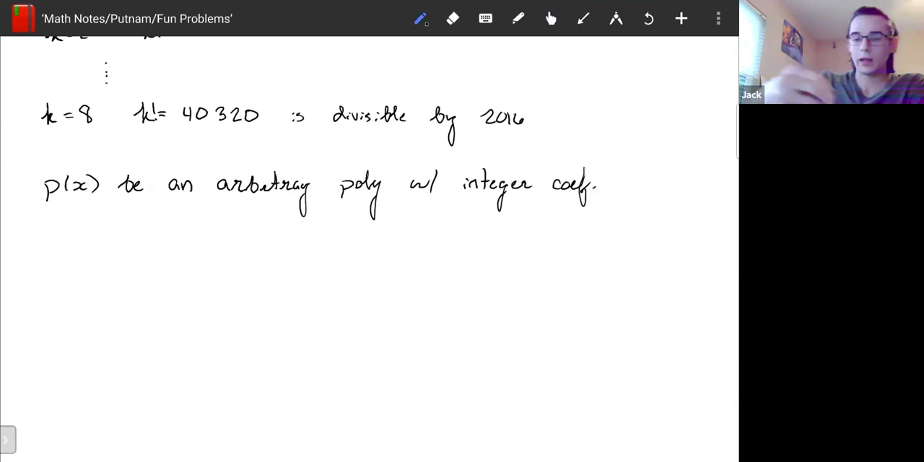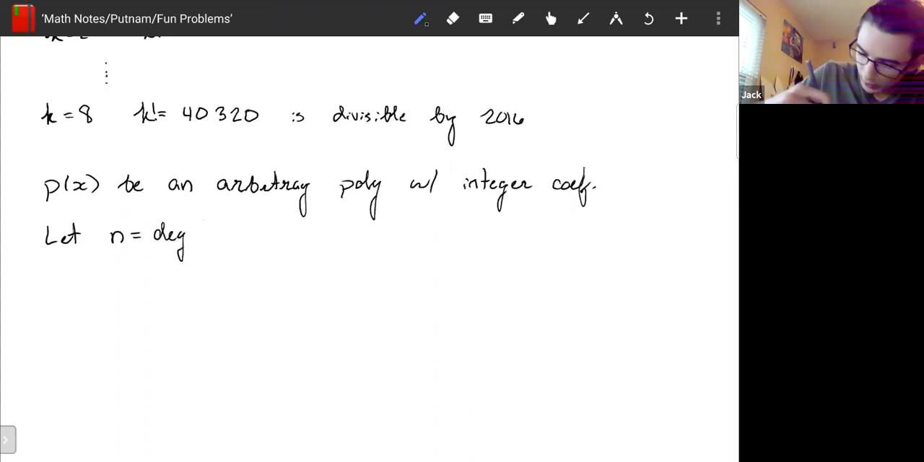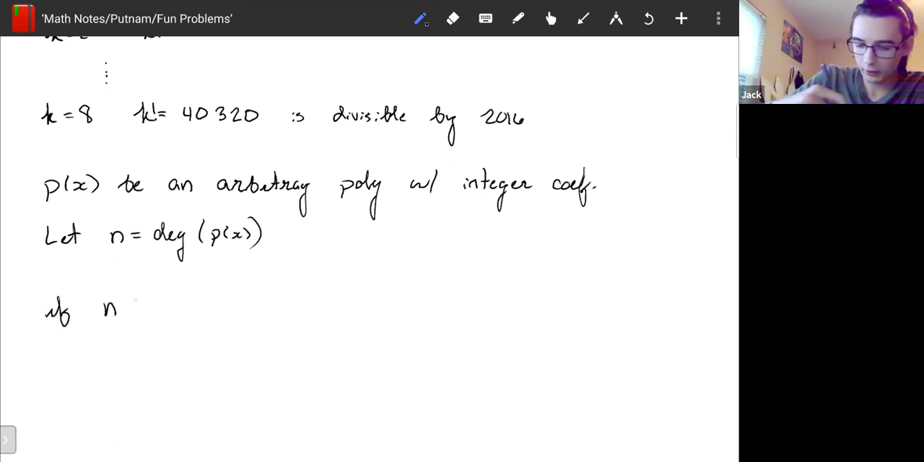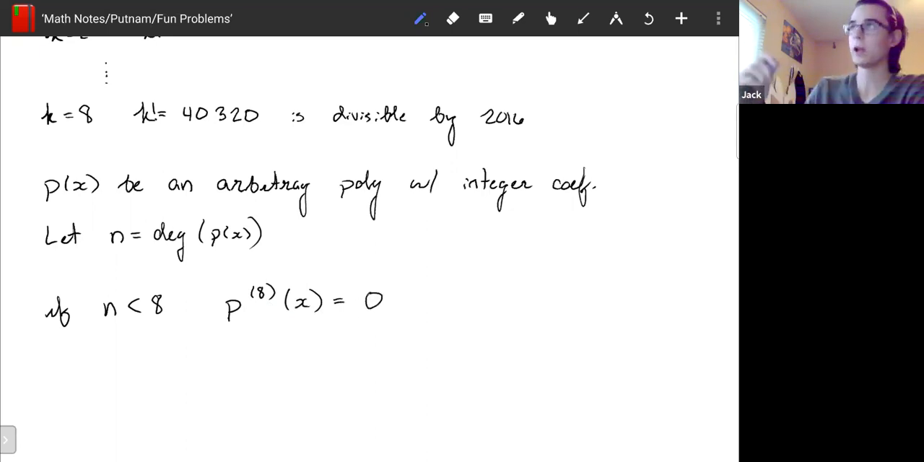And let n be the degree of the polynomial p of x. So first case, if n is less than 8, right? If n is less than 8 and we take the kth derivative, in this case we've chosen k to be 8, right? So if we take the 8th derivative of p of x, that's just going to be 0, because the highest power in this case is something less than 8. So if we take 8 derivatives, we're going to end up with a 0 polynomial.